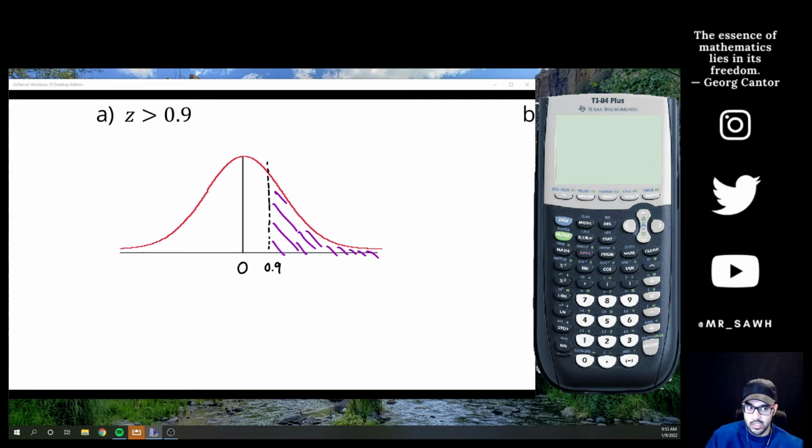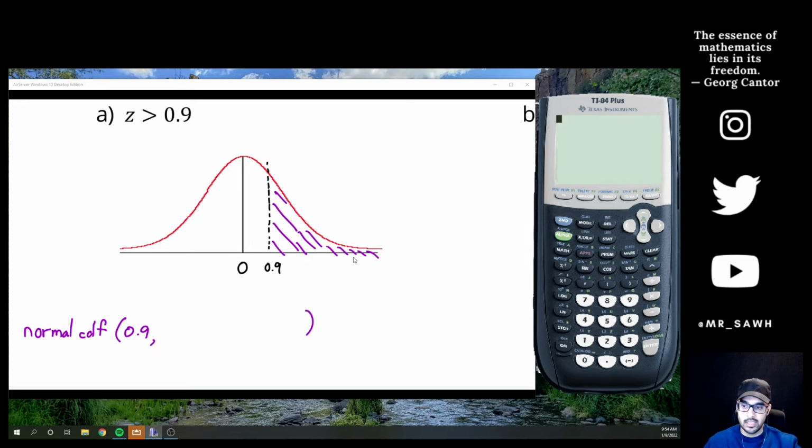So when we go to do this, really I need my calculator. There's no way to do this by hand for us. So in my calculator, we're going to go normal CDF, and we're going to place in 4 numbers. Lower boundary, upper boundary, mean, and standard deviation. Now when I think about the lower boundary here, think about what I just shaded in. The lowest possible z-score that I could have, 0.9. That's my lower boundary.